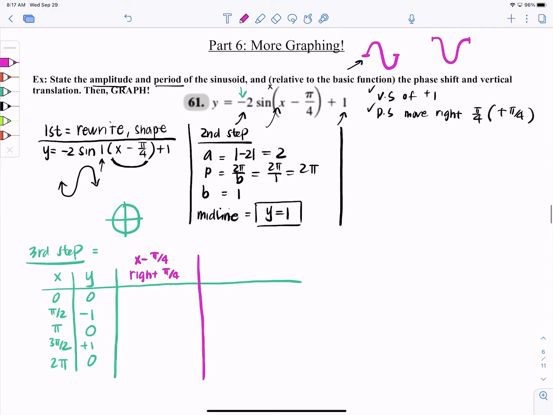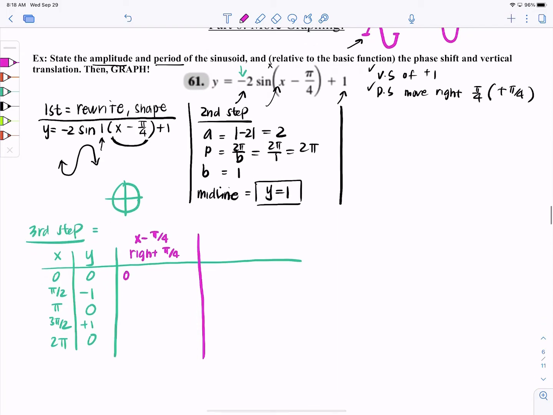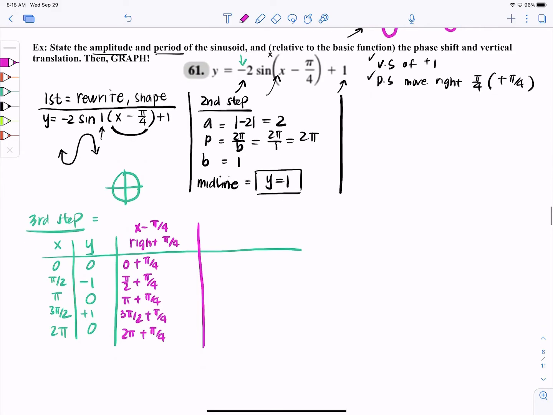So what are we going to do? We're going to go 0, and we're going to add pi over 4. We're going to do pi over 2 plus pi over 4. We're going to do pi plus pi over 4, 3 pi over 2, and we're going to shift everything. We're basically shifting everything by pi over 4. Okay, I understand that, our calculations, the LCD here is an issue. So if you want, you can change everything into pi's over 4s to make it easier.